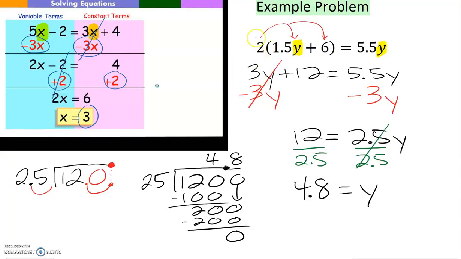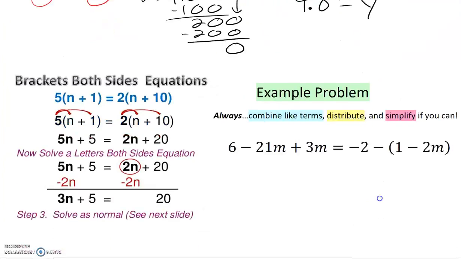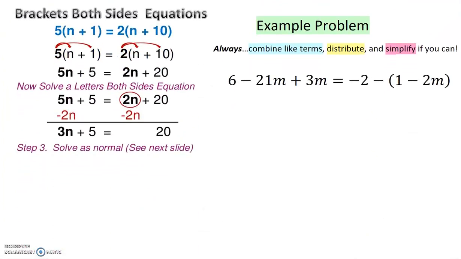So in summary, first do the distribution. Then anytime you have the same variable on both sides of the equation, move or subtract that variable to the other side so that you can hopefully get a positive answer. That will make life easier. So let's take a look at some other problems.